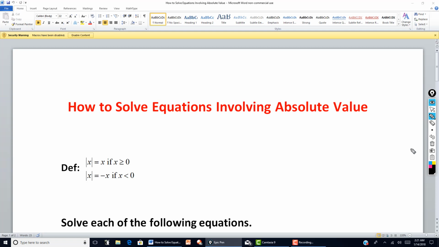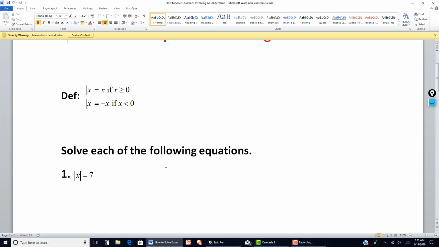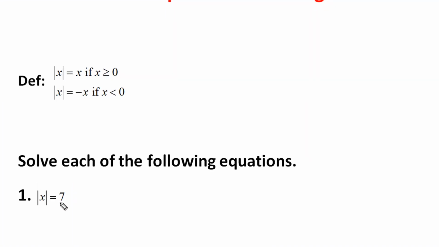So we apply that to solving equations. We're going to look at equations that have at least one absolute value. And the simplest you can have is the one where you have just one and it's isolated. So if I look at, say, the absolute value of x is equal to 7. Solve each of the following equations. The first one is the absolute value of x is equal to 7.